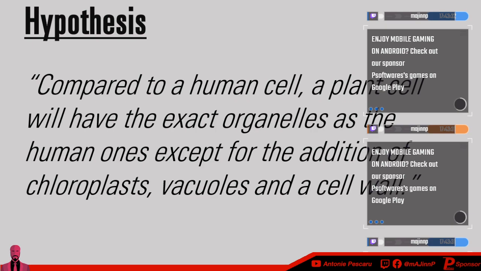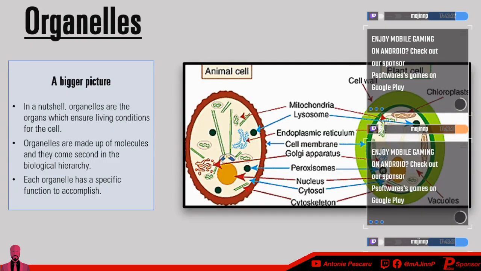So moving on to a bigger picture on the organelles, because like I said, the organelles are really important for the cell. It's what makes the cell live. It essentially ensures that the cell keeps on living. It keeps on keeping on, you know. But yeah, in a nutshell, organelles are the organs which ensure living conditions for the cell.